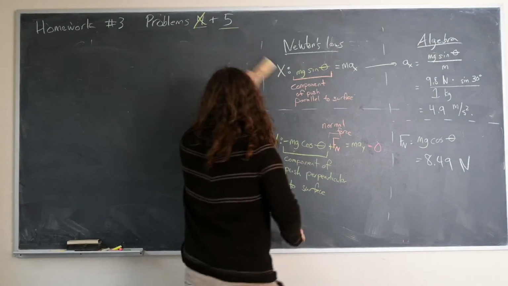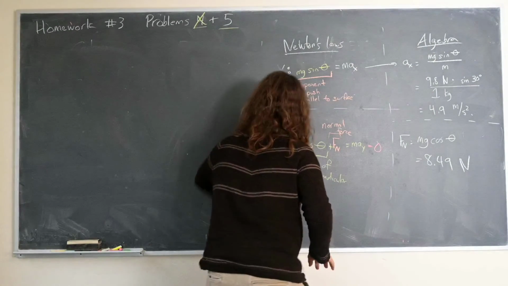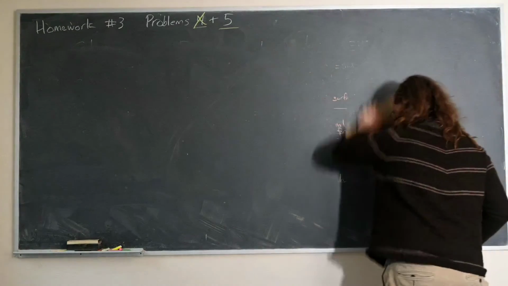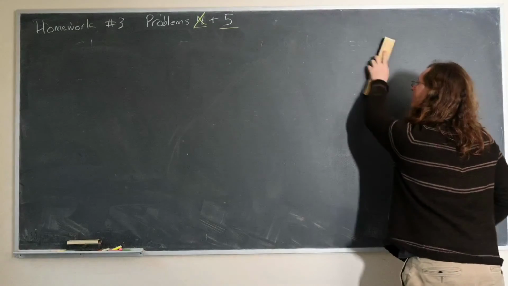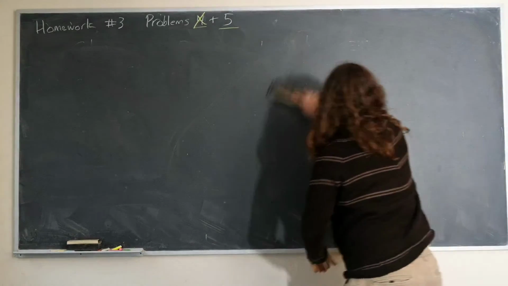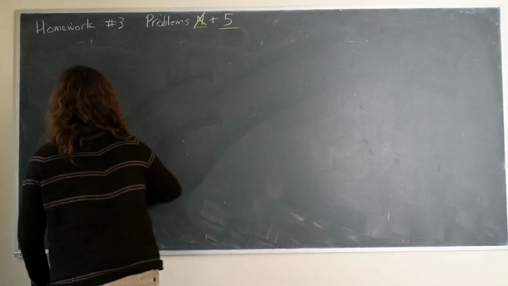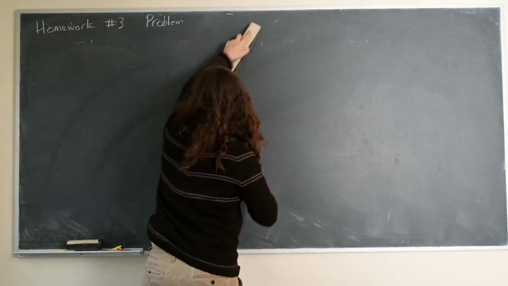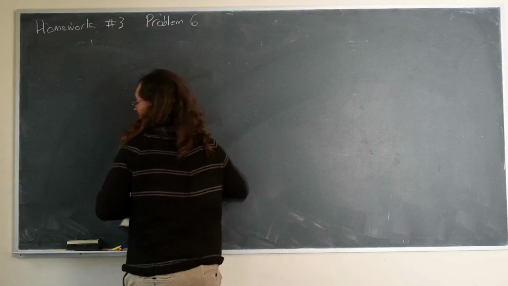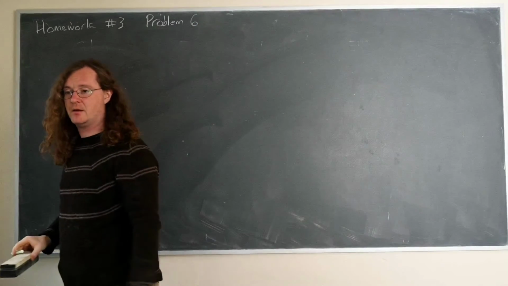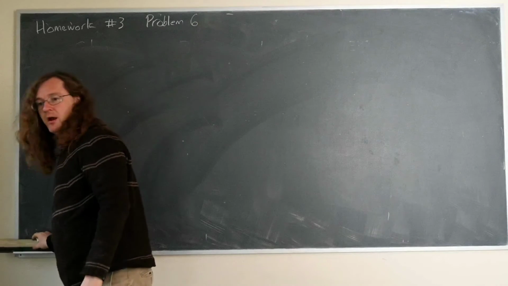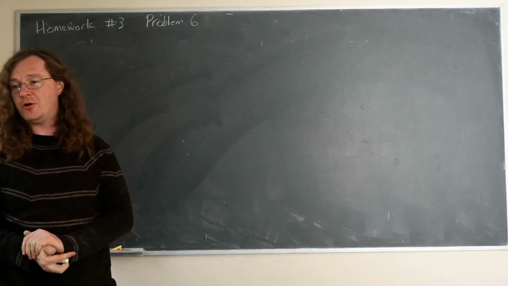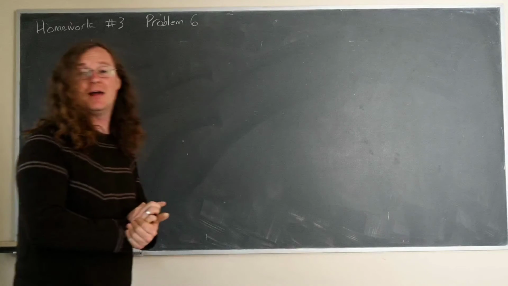Problem 6 reminds you that kinematics exists. This one is simple enough that we don't really need their diagrams. So this says a 1,500 kilogram car is driving at 20 meters per second. The driver wants to stop over 30 meters. What force must the brakes apply to do this?